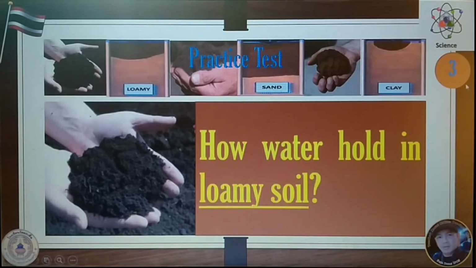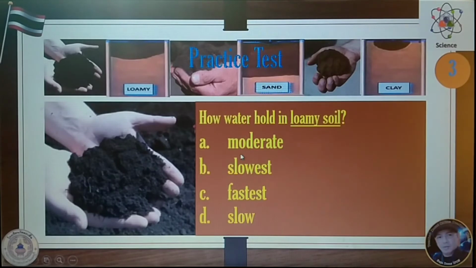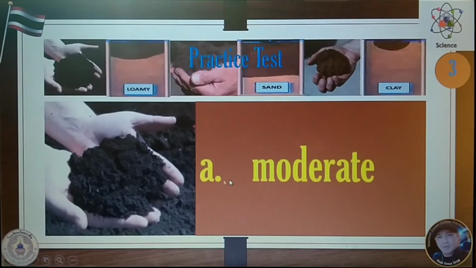Practice test 3. How is water held in loamy soil? A. Moderate. B. Slowest. C. Fastest. D. Slow. The answer is A. Moderate.